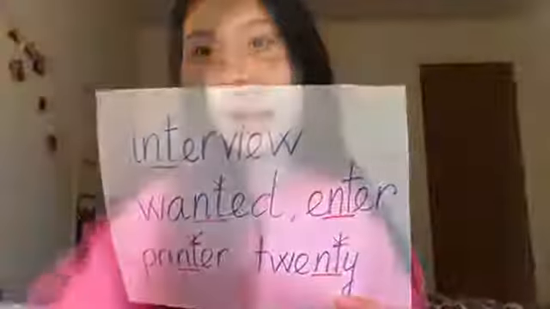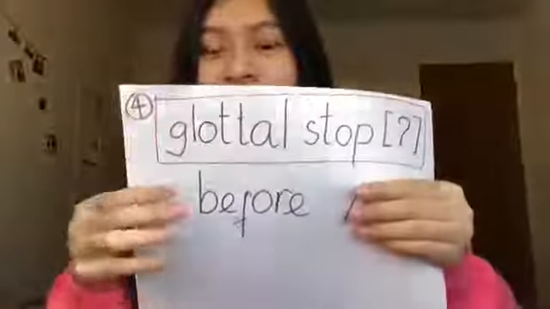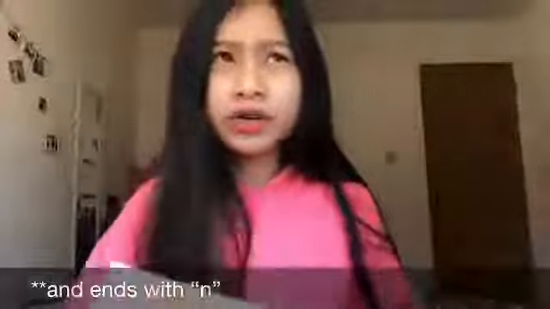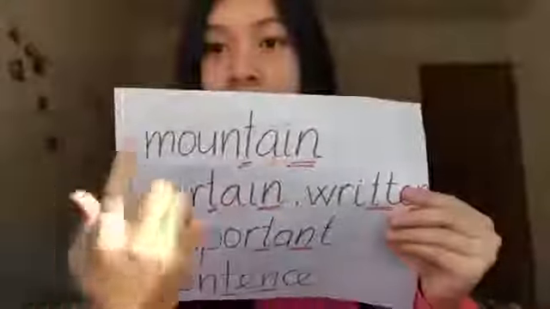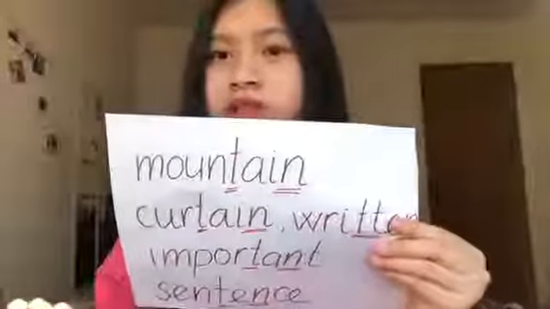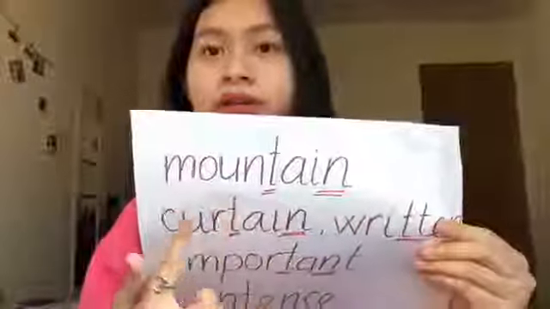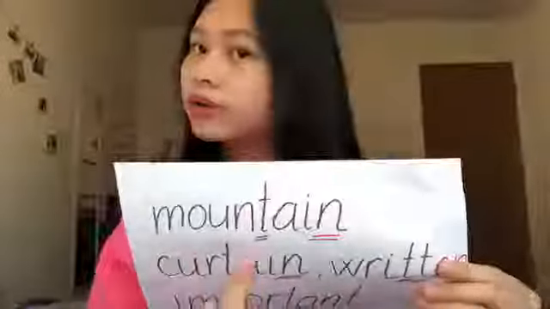Okay, next we have the glottal stop T. Whenever the T is before a vowel like A, E, I, U, O, we are going to pronounce the T but in a different way. So it's like a t but not like t. For example, mountain. We're not going to pronounce it like that, but we are going to pronounce it as mountain.